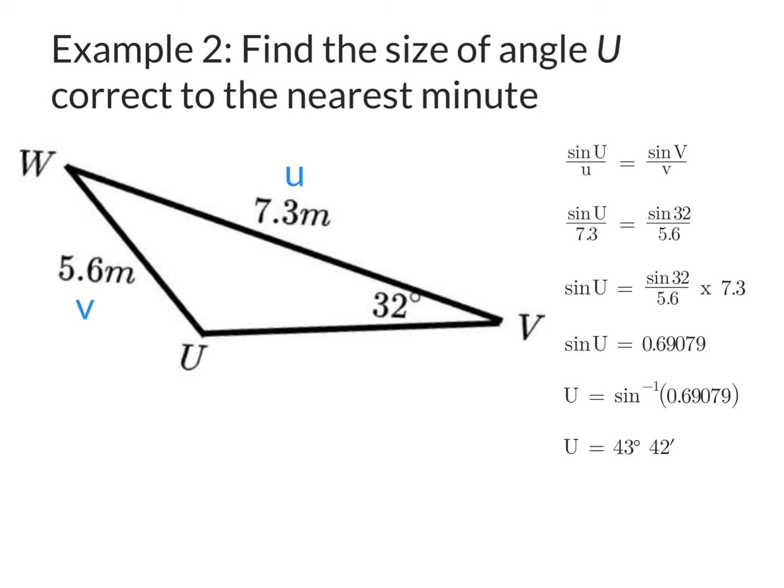Multiply by the 7.3. That gets us about 0.69079. There's a lot more decimal places. And then a reminder, when we're trying to find an angle, we use sine minus 1, or on your calculator, shift sine, and that gets you 43 degrees and 42 minutes.